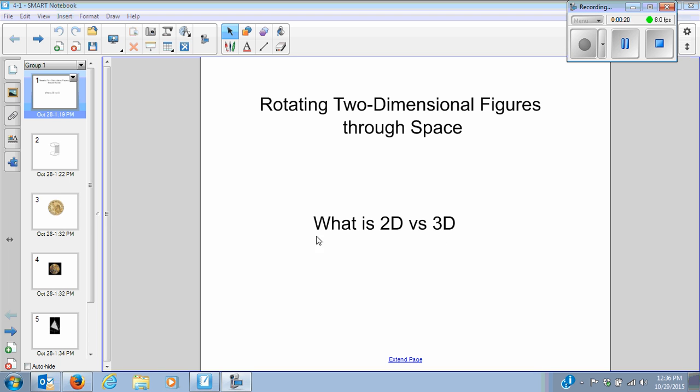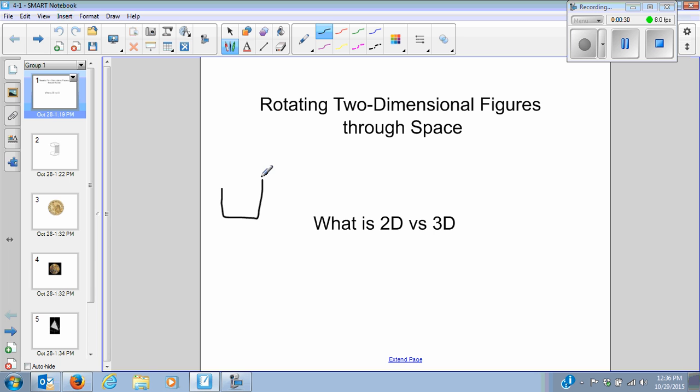So 2D is literally you have two dimensions, maybe a length and a width. So it's gonna be something that is flat. Three dimension is going to be like that cube because it's got a length, it's got a width, and it also has a height. So when we get to three-dimensional figures, we're going to show you how if you rotate two-dimensional figures, you can actually get these 3D figures from 2D images.